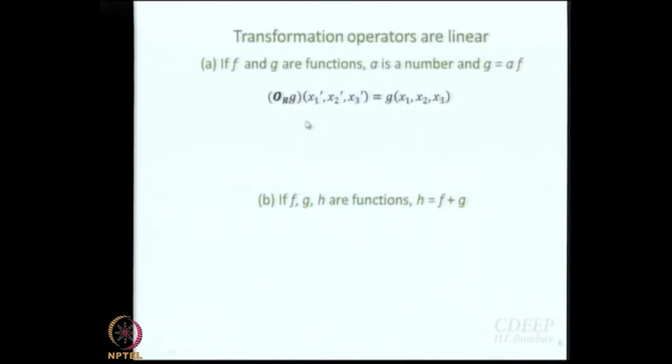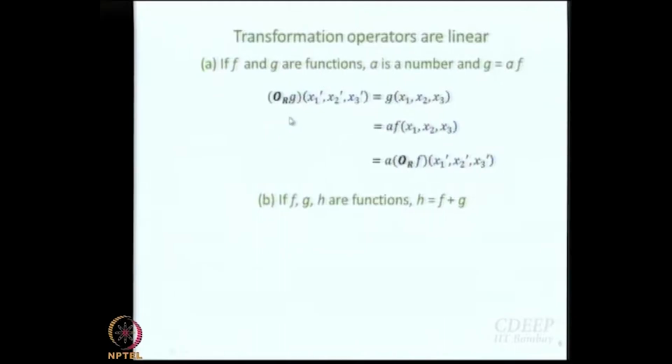By now I think you will agree with me that if I write OR G in terms of the transformed coordinates, it is equal to G in terms of the original coordinates. That will allow me to write that. Now, what is G? G is just A multiplied by F. We wrote G equal to A multiplied by F. What will be the next step? What is F x1, x2, x3? It is OR F in x1 dashed, x2 dashed, x3 dashed, hence proved.